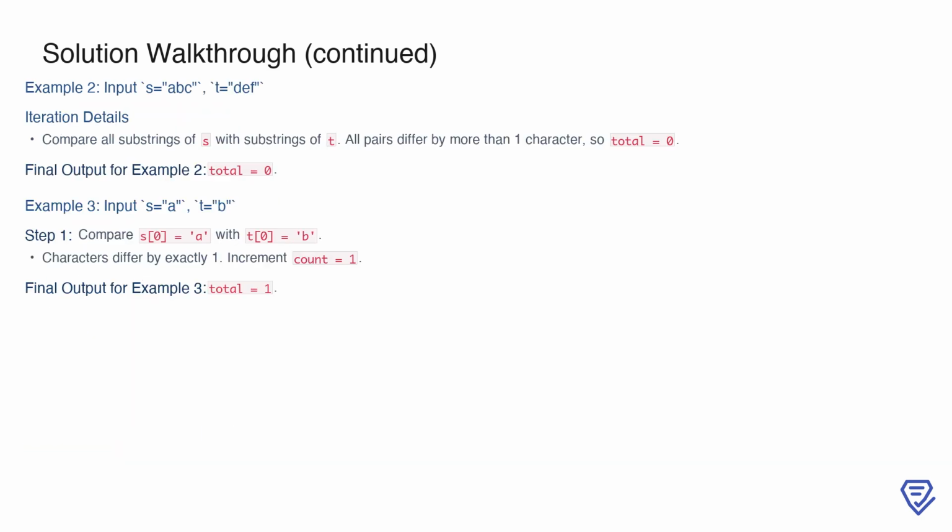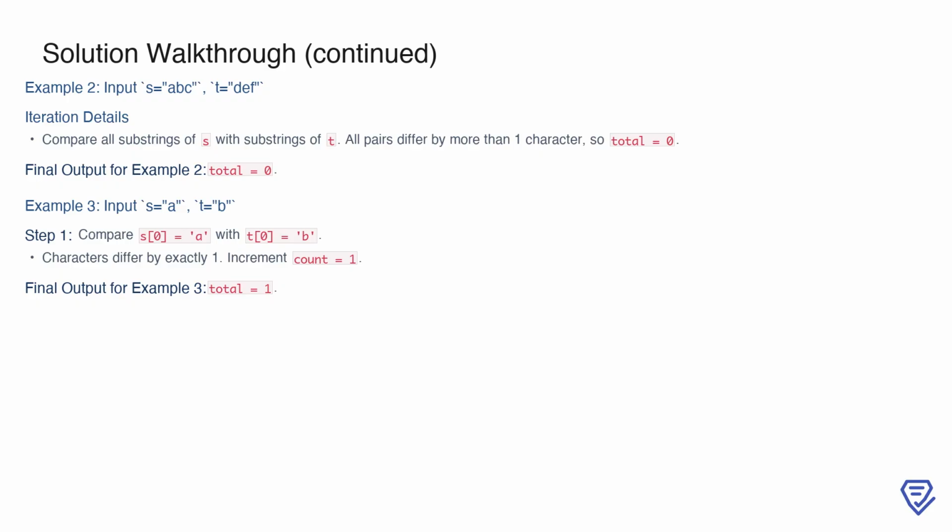In the second example, the input strings are s equals abc and t equals def. Here, we compare all possible substrings of s with all substrings of t. Since every character in s differs from every character in t, and the differences exceed 1 for all substring pairs, the total count remains 0. Hence, the final output for this example is total equals 0.